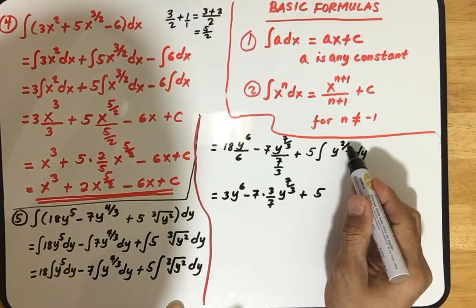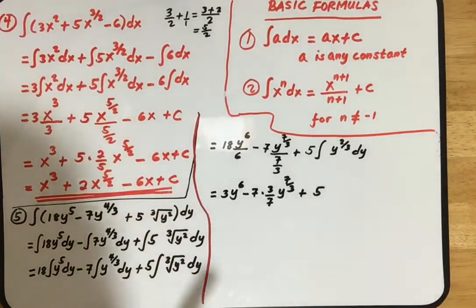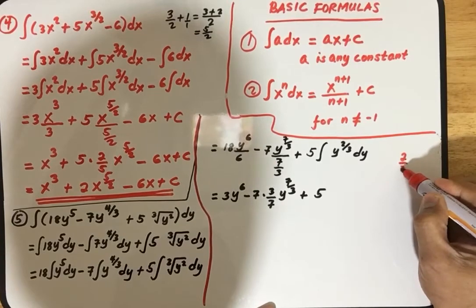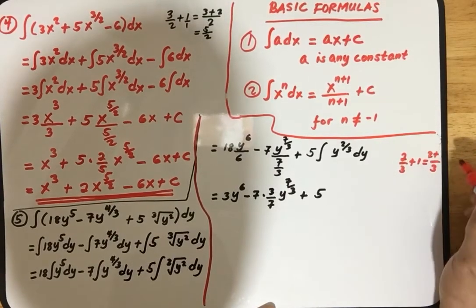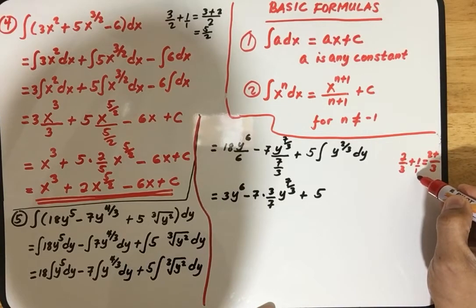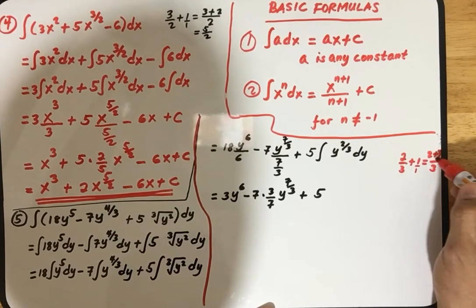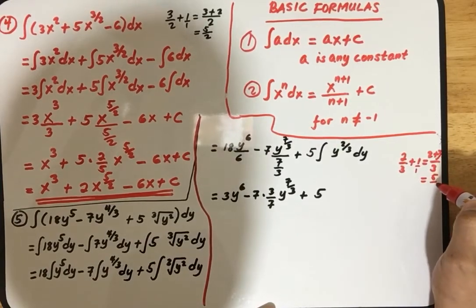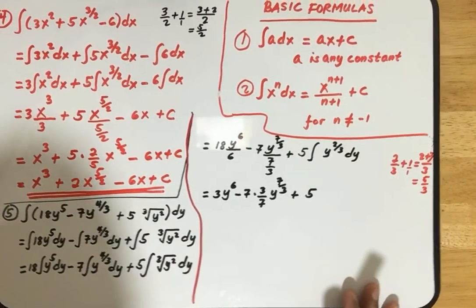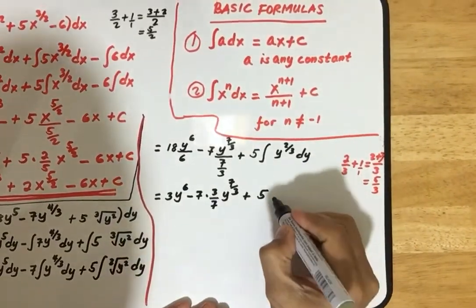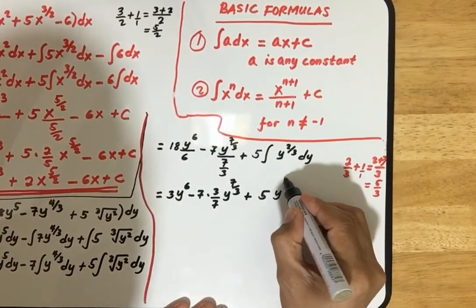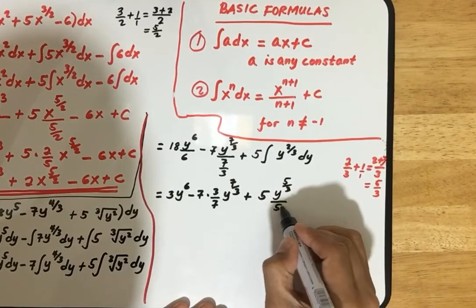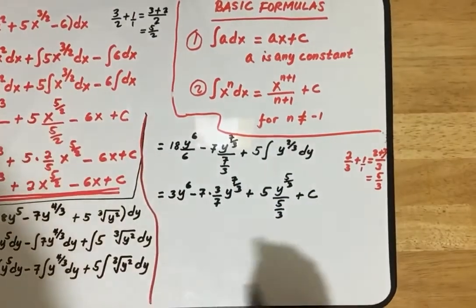Then plus, you have this 5 here, then the integral of this one. So you have now n plus 1, where our n is 2/3. So let us calculate 2/3 plus 1. Find the LCD, 3. So 3 divided by 3 is 1 times 2 is 2, plus 3 divided by, understood over 1, so 3 divided by 1 is 3 times 1 is 3. So 2 plus 3 is 5, so this will be 5 over 3. Therefore, we can write this as 5 times y to the power 5 over 3, divided by 5 over 3, then plus c.